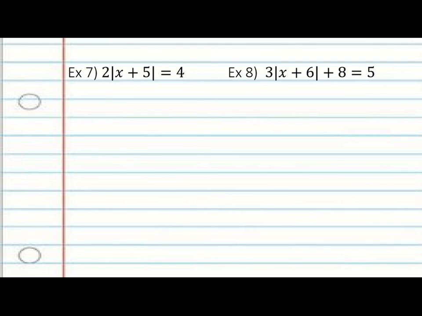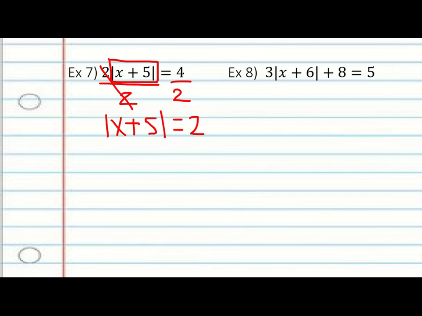So what we want to do is get the absolute value bar part all by itself. Right now, since the absolute value is being multiplied by 2, we need to undo that by dividing both sides by 2. So when I divide by 2, I'm going to be left with the absolute value of x plus 5 equal to 4 divided by 2, which is 2.